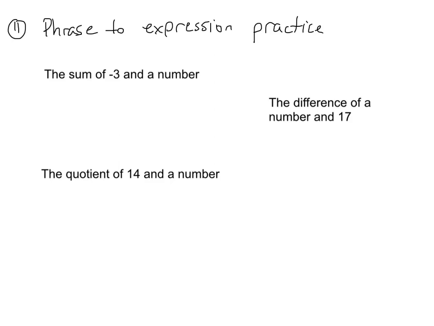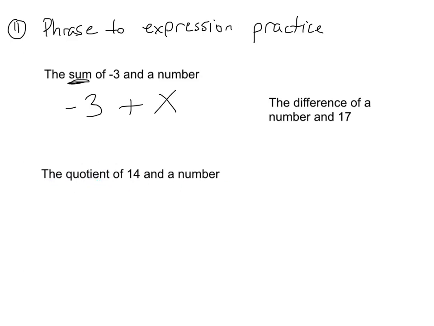All right, so the sum of -3 and a number. Sum is the first thing that stands out to me. Sum, of course, means addition. But what are we adding? Well, -3 and a number. -3 comes before the word and, so it goes on the left. And a number. What number? We don't know, so I use x.